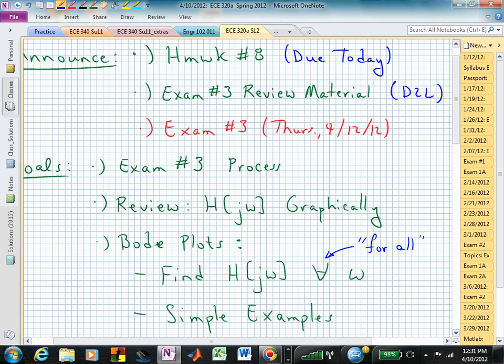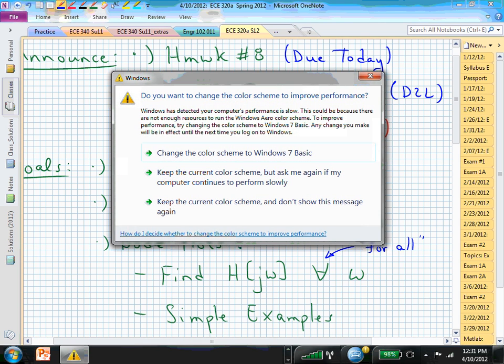And there is review material if you would like to take advantage of that. That's on D2L. We had our review session last night. That was Monday, I believe. And that should be posted and available. Homework number 8 is also due today. And I should be able to post the solutions to that shortly after 4, well, maybe at 5 o'clock. I think I have a 4 o'clock meeting.